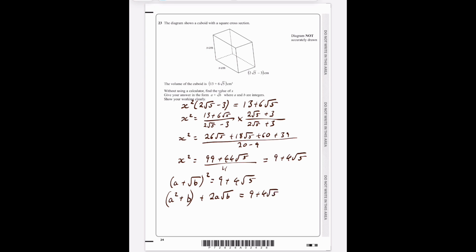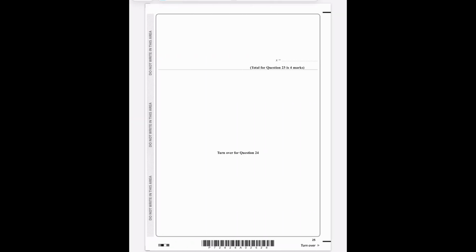I expand out a plus root b all squared, and then I join the bits that involve the square root together and the bits that don't together and kind of pair them up. So a squared plus b is 9, and 2a root b is 4 root 5, and from that you can deduce that b must be 5 and a must be 2. Therefore, a value of x is 2 plus root 5. Very tricky step there. Well, I don't know if you got it.